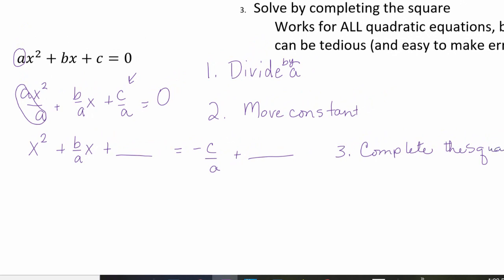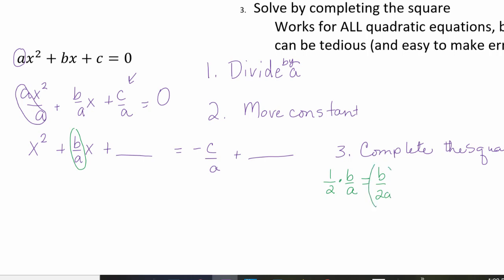And if you recall, how we do that is we look at that middle coefficient. So this middle coefficient, which is now b over a, and we take half of that. So 1/2 of b over a, and half of a fraction means multiply the fraction by a half. So I'm going to multiply across b over 2a. That's half of the middle coefficient.